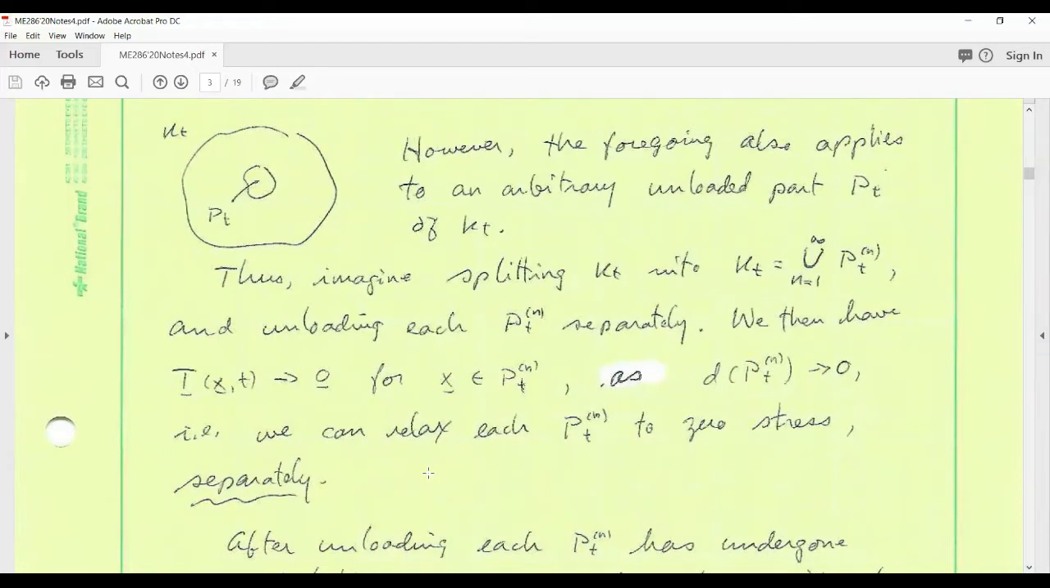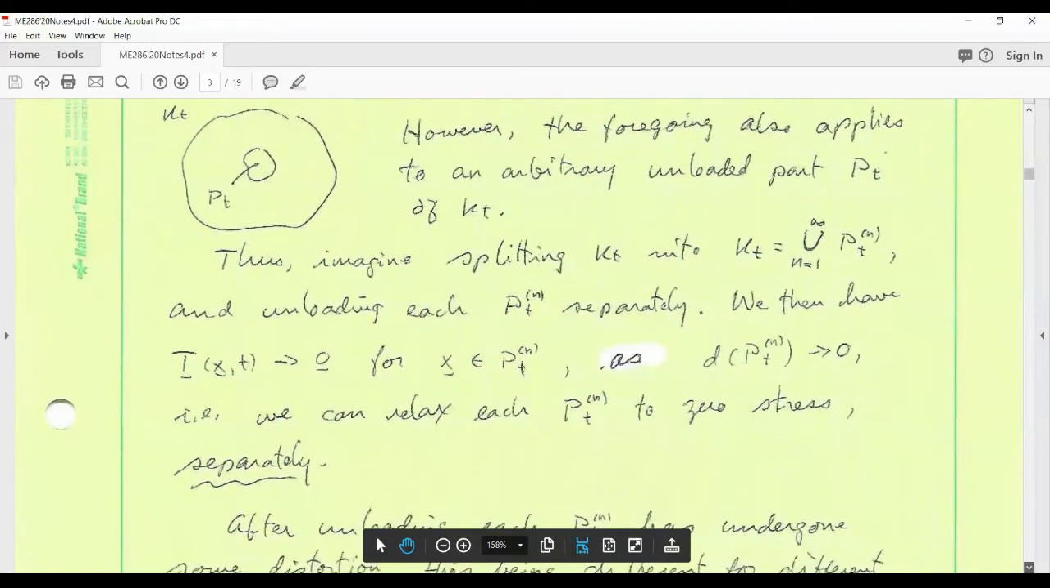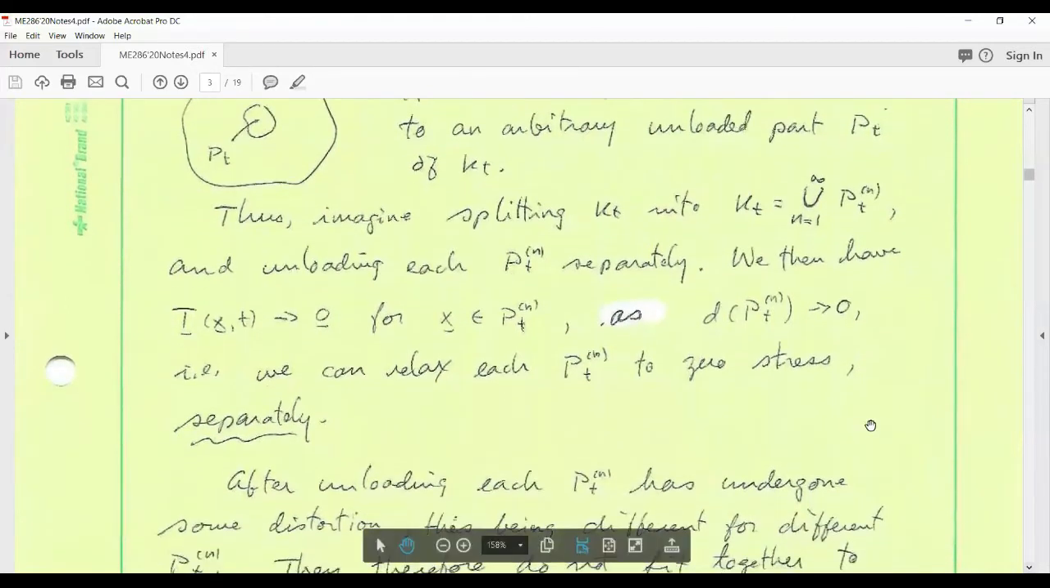So this in fact furnishes the basis for experiments designed to determine residual stress. They don't give you exact answers because you can't cut the actual body into infinitely many pieces of zero size, but you can approach that asymptotically.